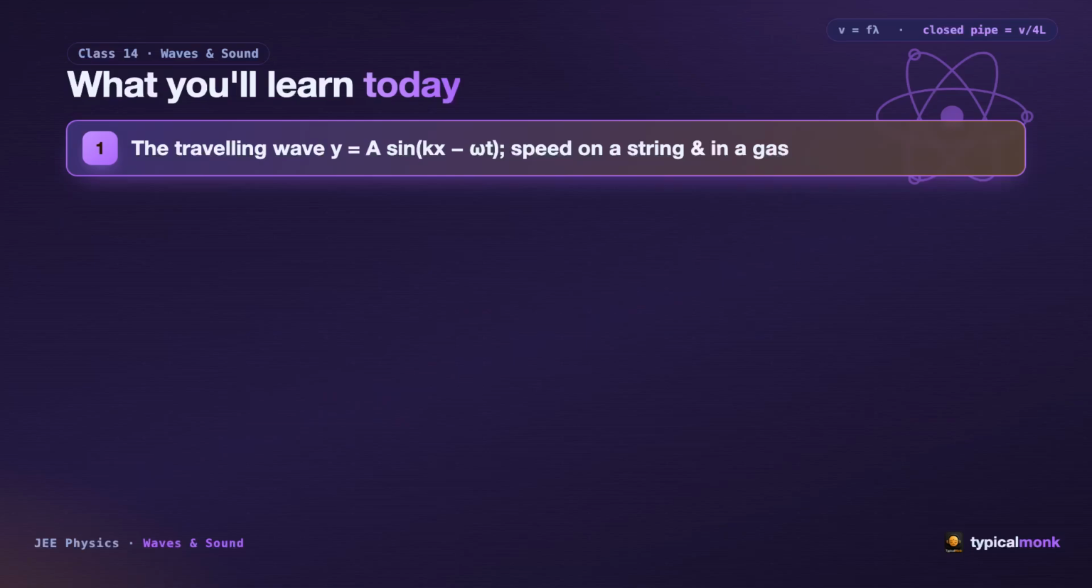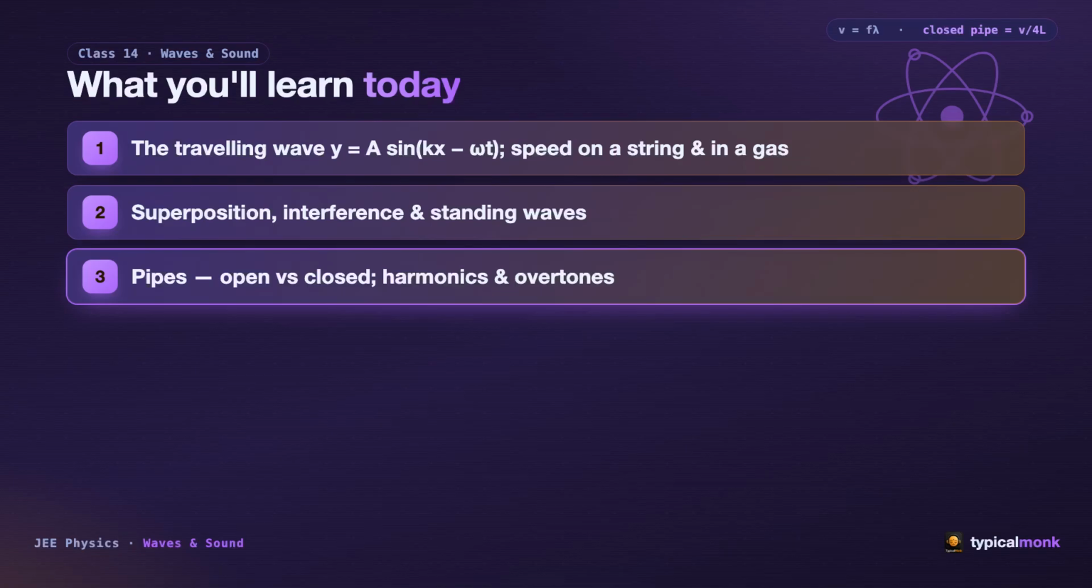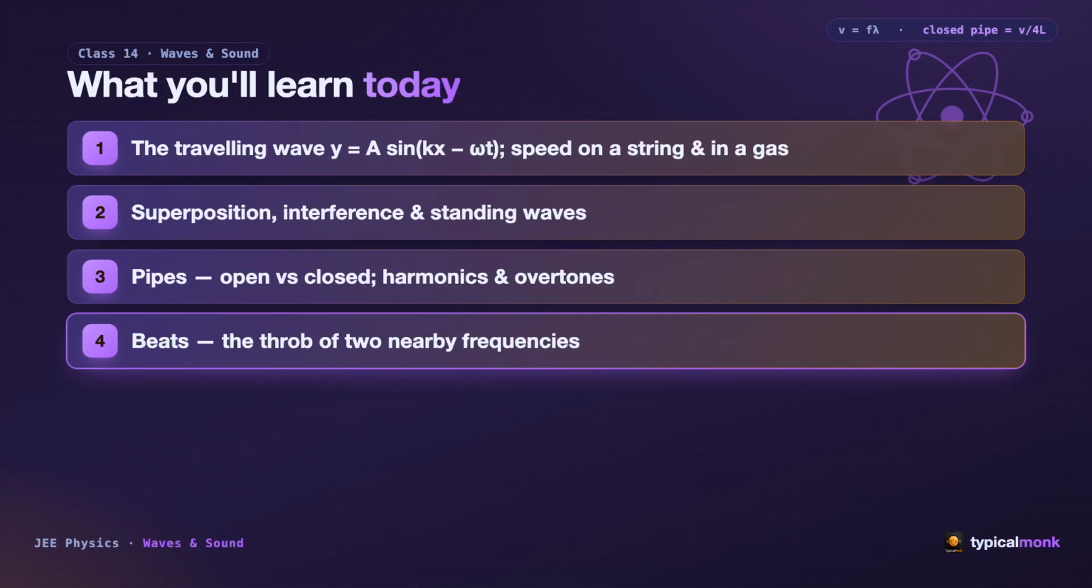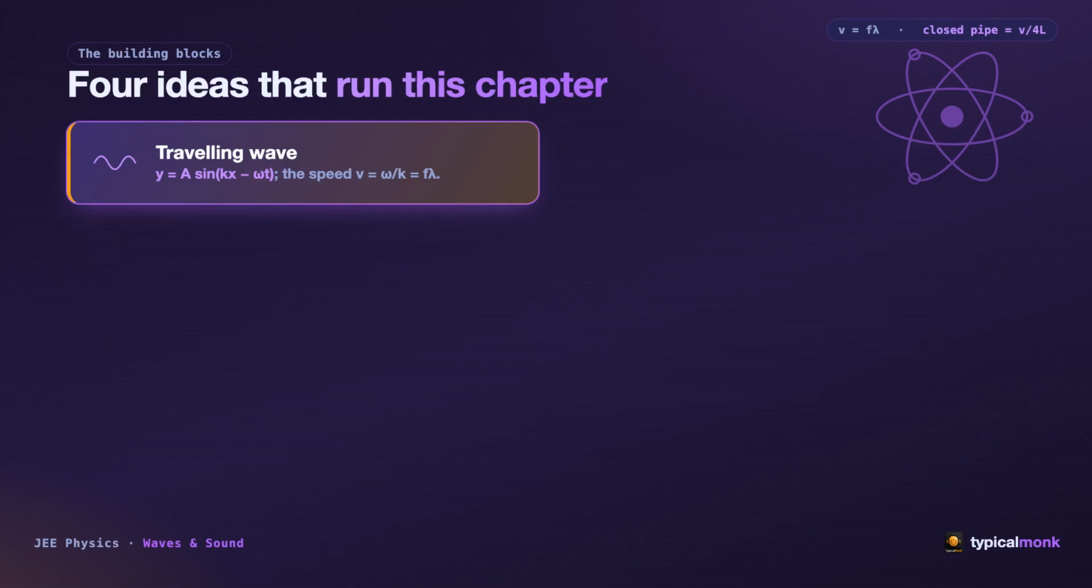Here is what you will learn today. First, the traveling wave, y equals the sine of bracket kx minus omega t, and its speed on a string and in a gas. Second, superposition, interference, and standing waves. Third, pipes, open versus closed, and the harmonics and overtones. Fourth, beats, the throb of two nearby frequencies. And fifth, the Doppler effect for a moving source and a moving observer, one idea at a time. Five ideas run this entire chapter.